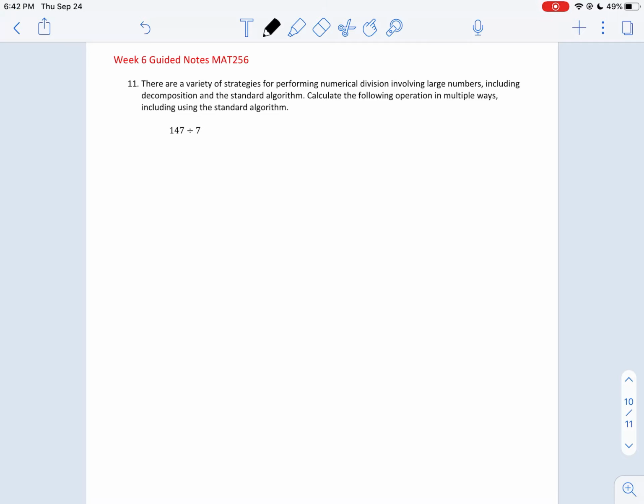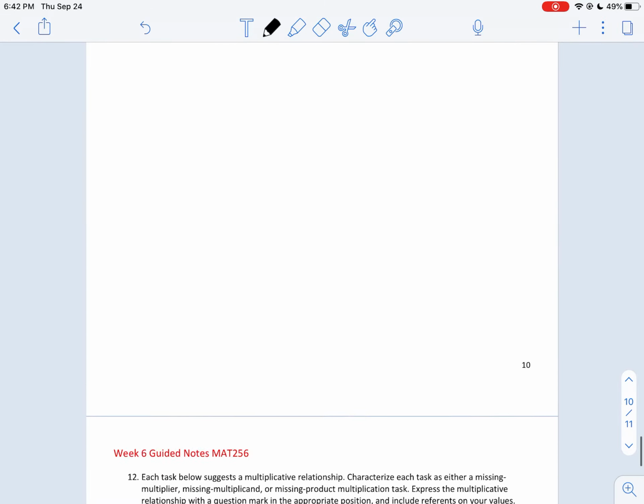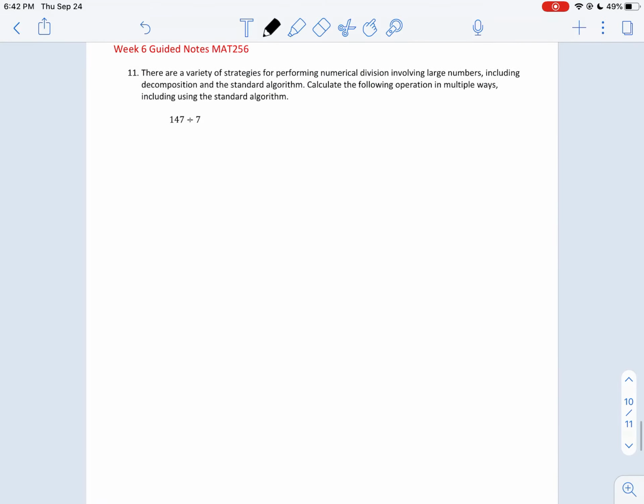Number 11, there are a variety of strategies for performing numerical division involving large numbers, including decomposition and the standard algorithm. Calculate the following operation in multiple ways, including using the algorithm. Okay, so we're trying to do 147 divided by 7.